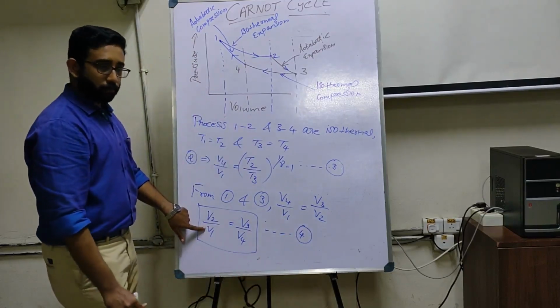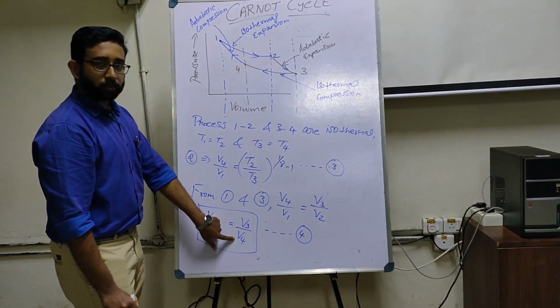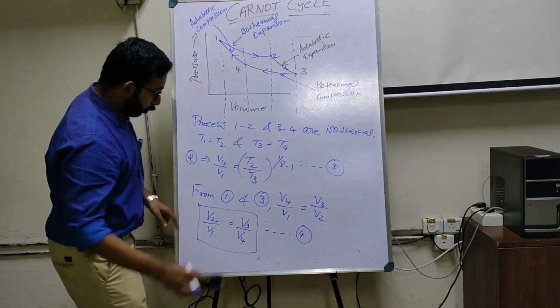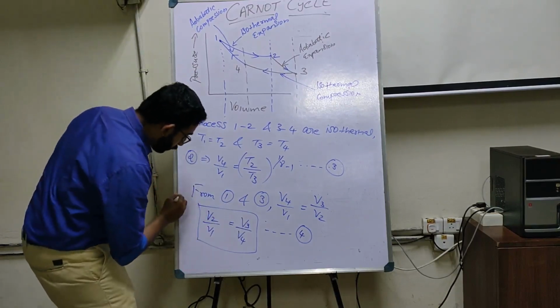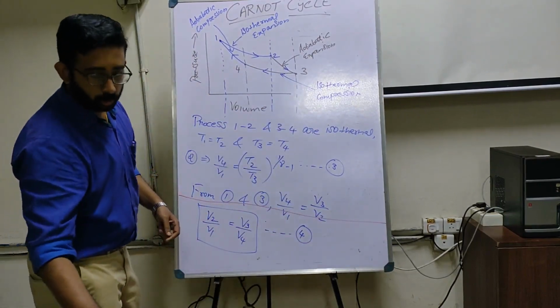That is, the ratio of volume for process 1 to 2 is the same as the volume ratio for process 3 to 4. That is equation 4. Now I am not going to rearrange this equation because we need it further. I am just drawing a border line here and erasing all other terms.